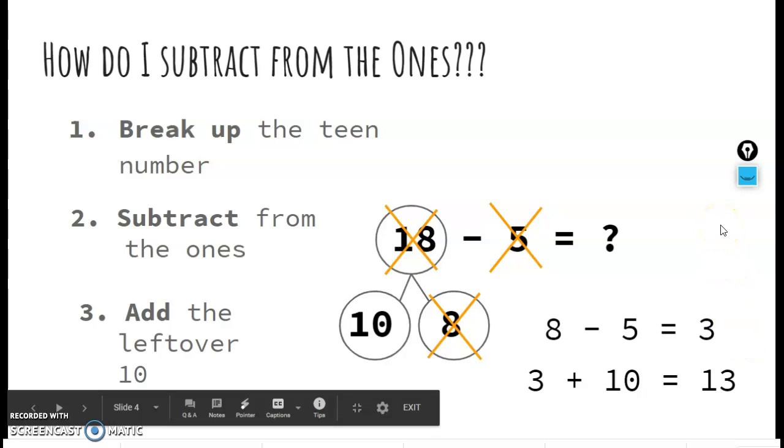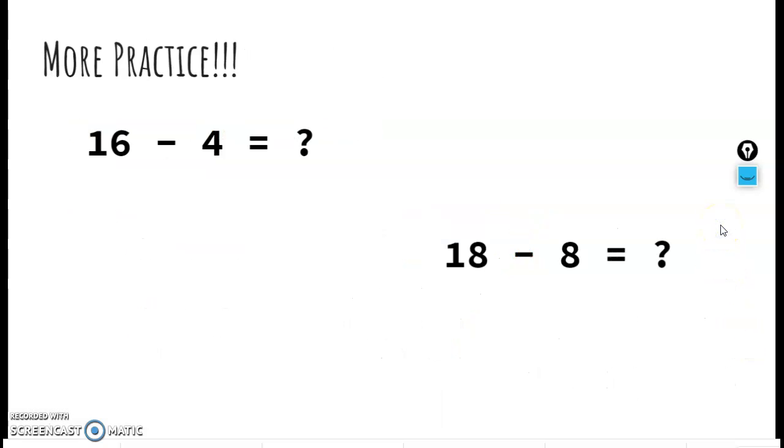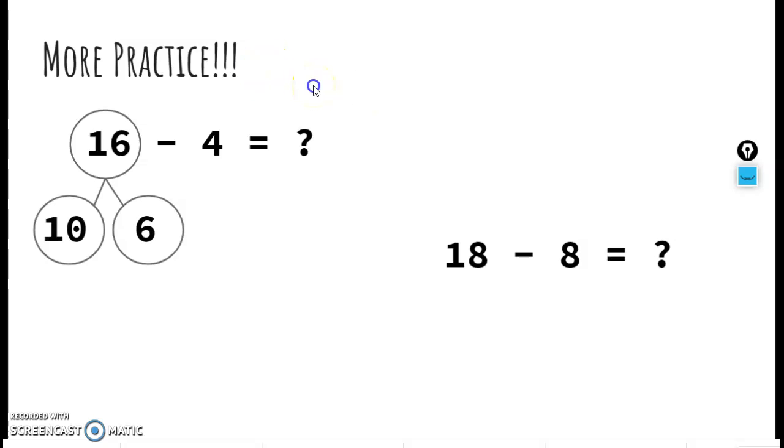All right, let's do a couple more examples now that we are getting a better feel of it. So starting up here, 16 minus 4. Step number 1, break up the 10. So I'm going to break up the 16 into its 2 parts. 16 breaks up into 10 and 6. Nice work. Now I'm going to cross off the 16 because I've already used it. I don't have 16 anymore. Now I have 10 and 6 instead.